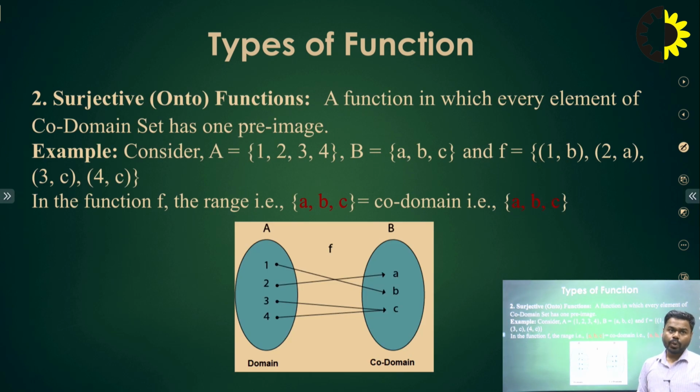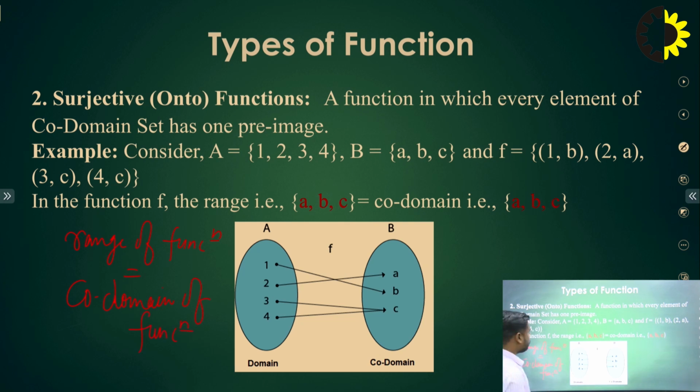Next, what is an onto function? As I have told you what domain, codomain, and range are, so what is the onto function? A function in which every element of the codomain set has a pre-image. As we are saying, in this function the range is equal to the codomain. Here we can say the range of the function is equal to the codomain of the function.